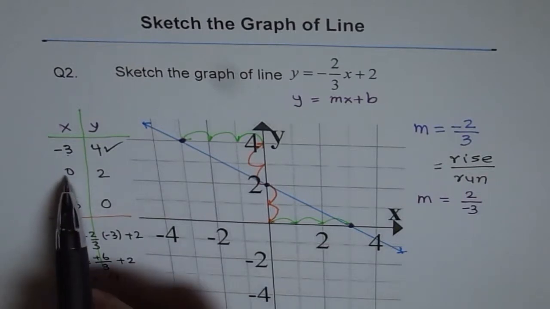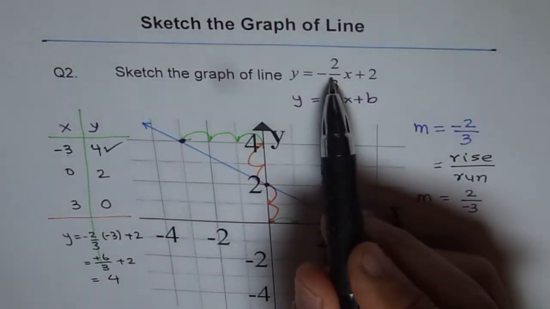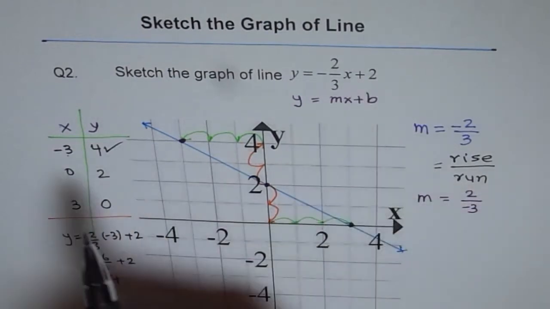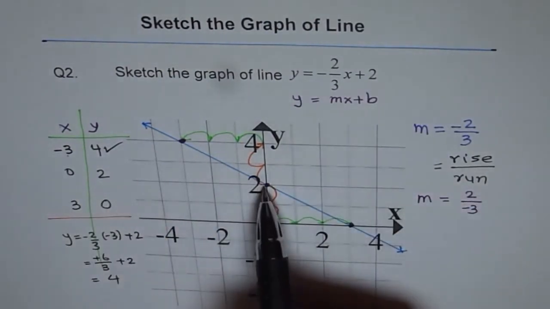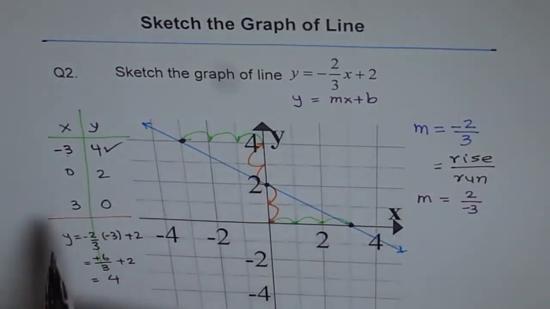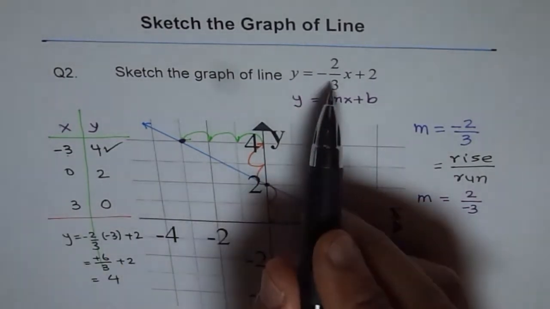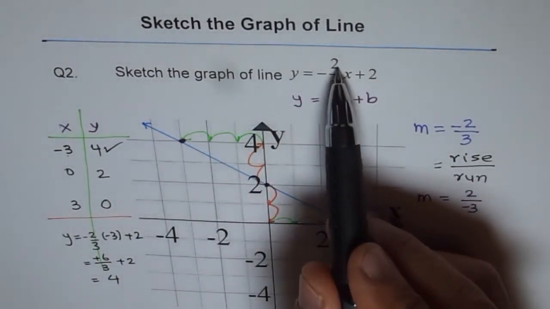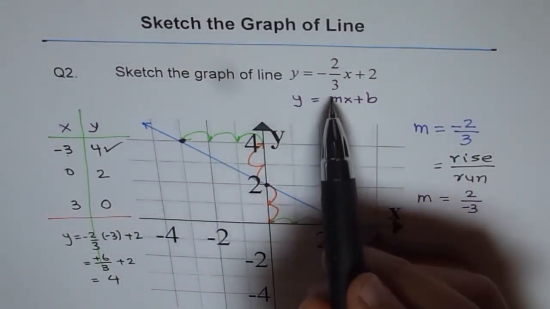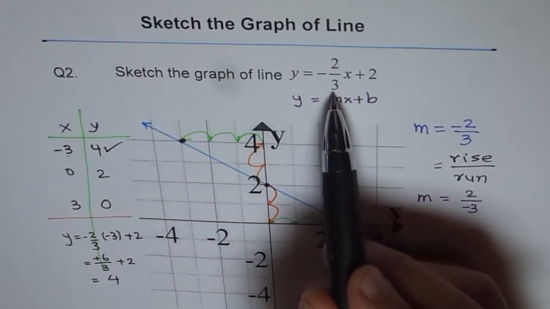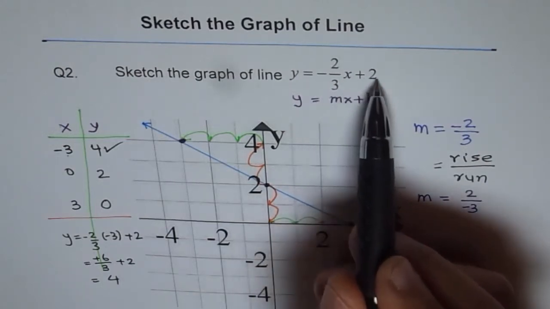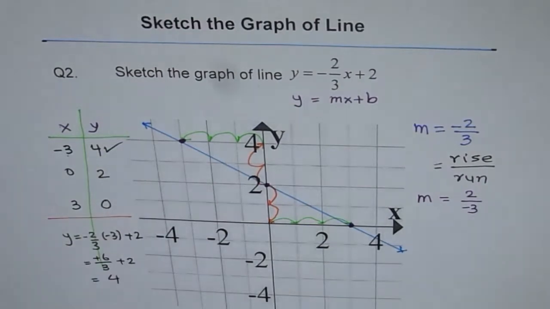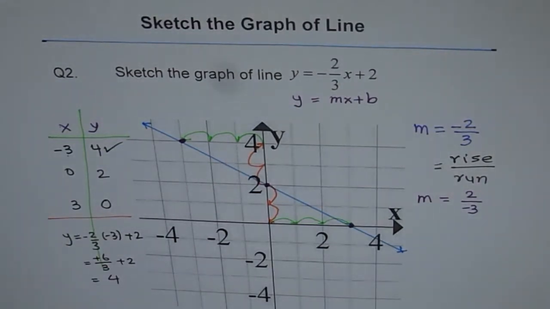Similarly, if I put 0 here, 0 times anything is 0 and y equals 2. Well, that had to be true because we started with this point, right? Now let me try 3 here. So if I try 3, then 3 times -2 is -6. -6 divided by 3 is -2. And -2 plus 2 is 0, which we get here. So all these 3 points lie on our graph.